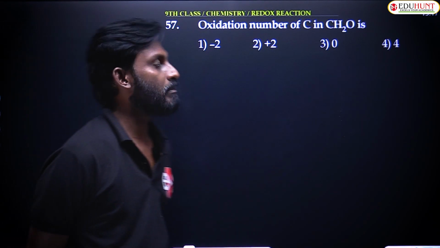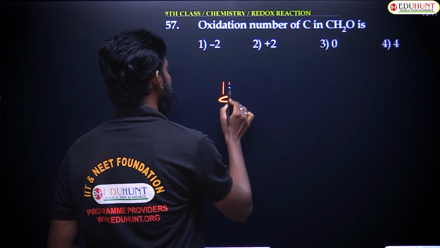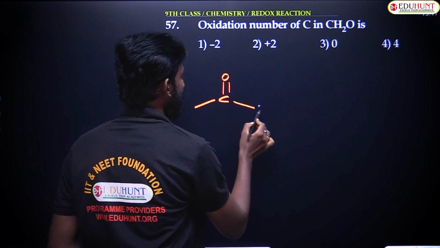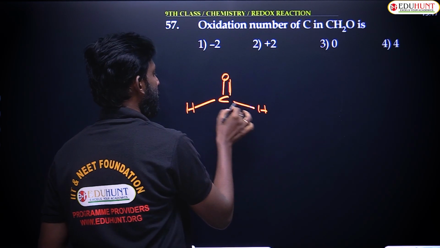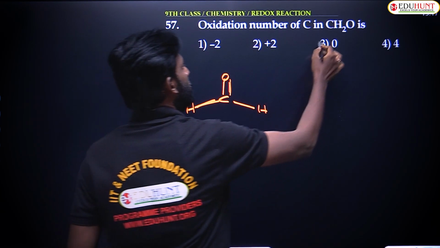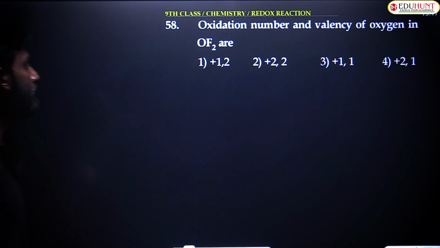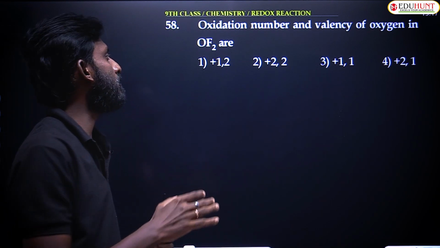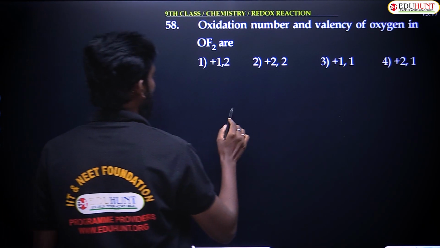Oxidation number of carbon in CH2O. CH2O, this is formaldehyde. Options: +1, +2, -1, -2, 0. So simple, huh? Yes.